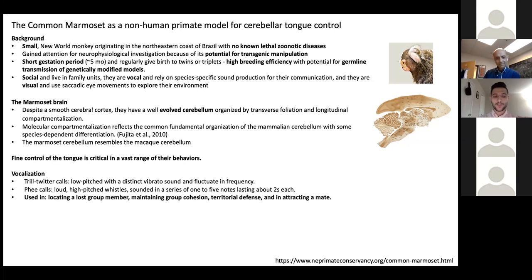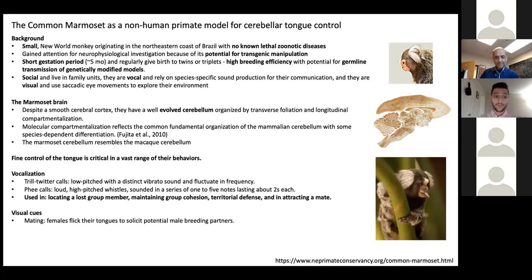These types of sounds are used in a host of different things, such as locating lost group members, maintaining group cohesion, territorial defense, and attracting mates. In fact, they also use their tongue in visual cues, particularly for mating, where females, like in the GIF on the right, will flick their tongues to solicit potential male breeding partners. Finally, feeding, which is, of course, highly demanding, basically driven by evolution, right?